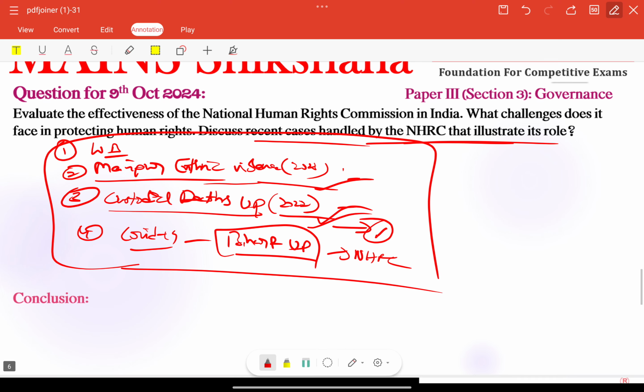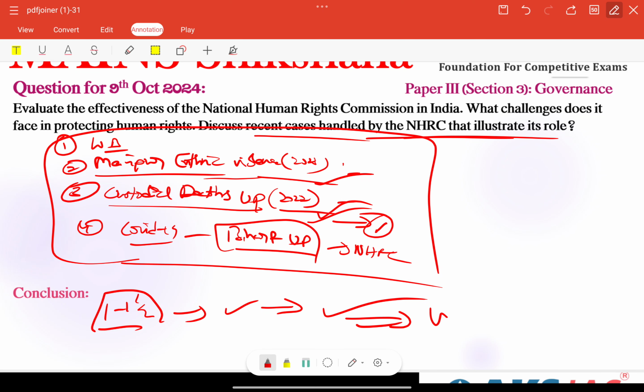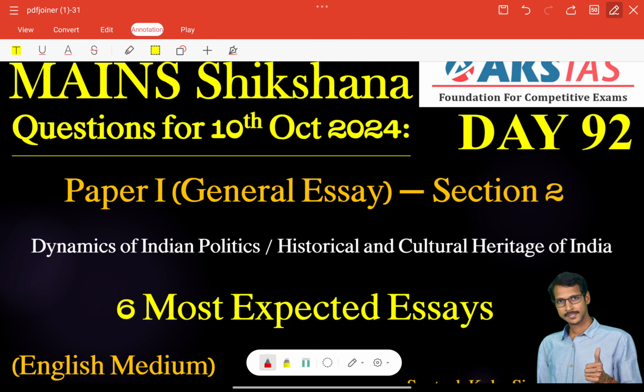So finally, in the conclusion part, we can add one to one and a half futuristic lines. If we follow some measures, we can add increasing financial and human resources, and ensuring greater independence from political influence will be essential here. So strengthening the NHRC by following all these will contribute significantly to India's efforts in upholding human rights and ensuring justice for the vulnerable sections of society. We need to connect this part. Particularly, we can add Viksit Bharat here, right? Because we have a target, right? So this is the perfect approach to the question.